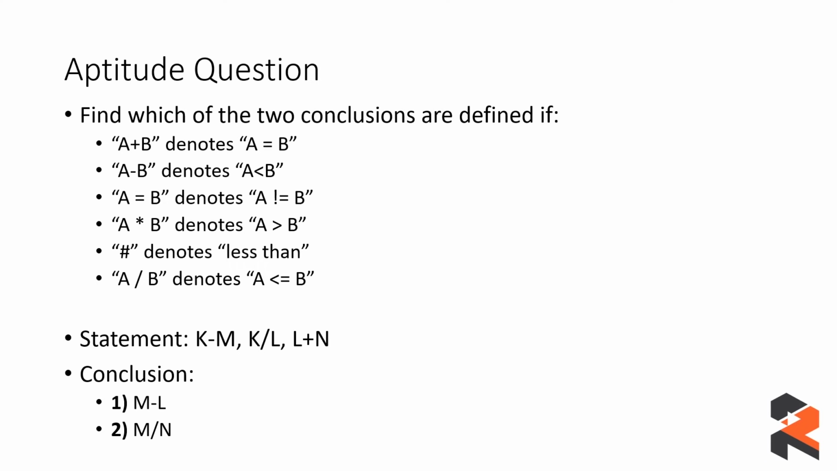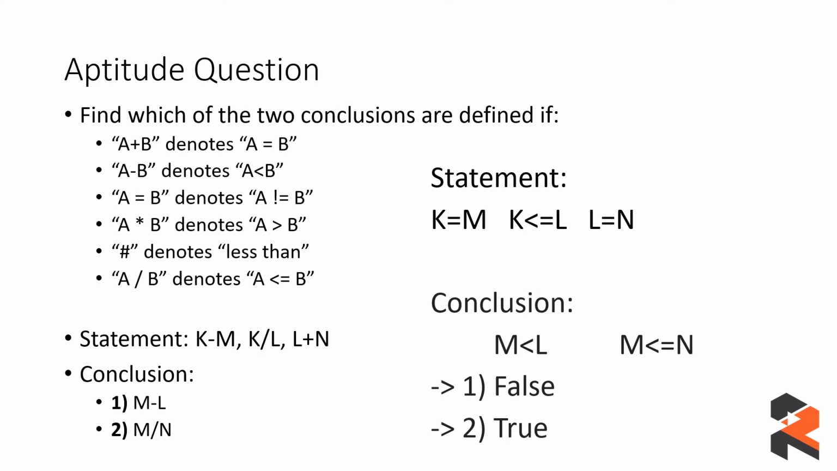So in this case, what you need to do is, first of all, look at the conclusions given to you in the form of statements inside of your question. For example, if we look at k minus m, what does k minus m mean in terms of the conditions given to us? K minus m will mean k is less than m. Similarly, k divided by l will mean k is less than or equal to l, and l plus n will mean that l is equal to n. So we know that the statements are converted into the actual format, and then we have the conclusions.